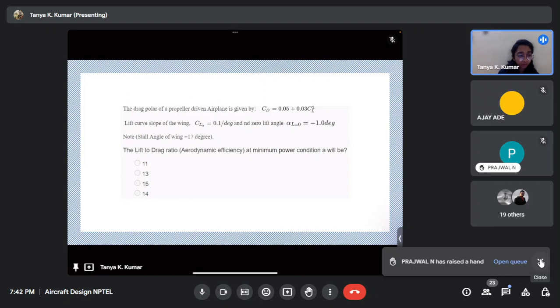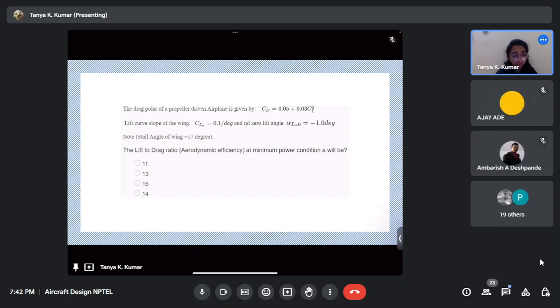Positive camber. Prajwal has raised a hand. Do you have a question? Okay. Yeah, so it is a positively cambered airfoil because, see, this is your lift curve slope, and now they've given you an angle of attack at zero lift. That means it's here, right? So this is the angle of attack at zero lift. Correct. So it is a positively cambered airfoil.